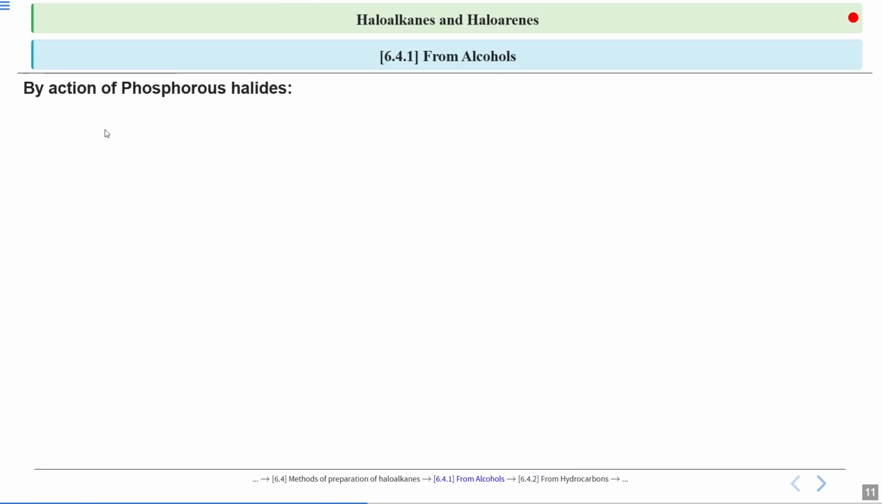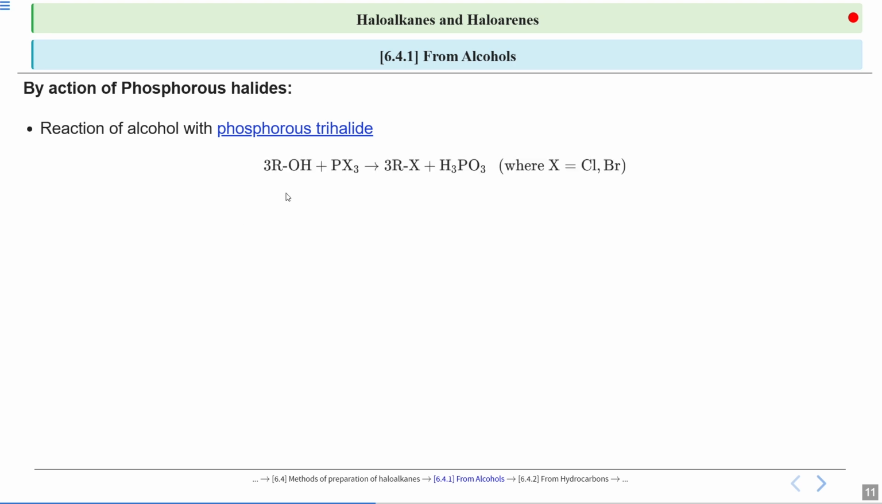Next, let's see how you can prepare haloalkanes from alcohols by the action of phosphorus halides. Firstly, the reaction of alcohol with phosphorus trihalide. Trihalide means three halogen atoms are going to be there. So in this case, you have to take three molecules of alcohol to react with the phosphorus trihalide, so that the three halogens from the phosphorus trihalide will attack each alcohol molecule, replacing the hydroxyl group attached in each of the three alcohols.